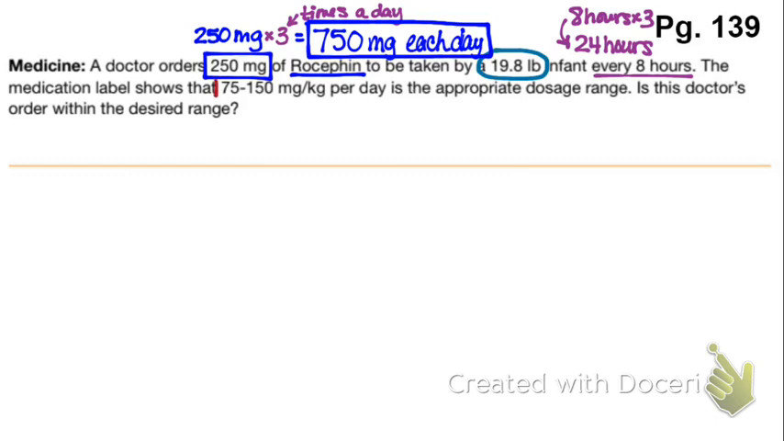75 to 150 what? Milligrams per kilogram per day. We've already got the per day part figured out because we figured out how much they're taking each day. When they talk about milligrams, what do you think that's in reference to? Milligrams of what? Of the drug. Milligrams of the medicine.